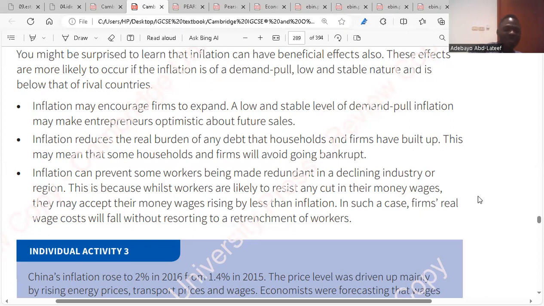The third point: inflation can prevent some workers being made redundant in a declining industry or region. This is because while workers are likely to resist any cut in their money wages, they may accept their money wages rising by less than inflation. In such a case, firms' wage costs will fall without resorting to a retrenchment of workers. So workers might not be made redundant, because firms want more workers. Do you understand? Yes.